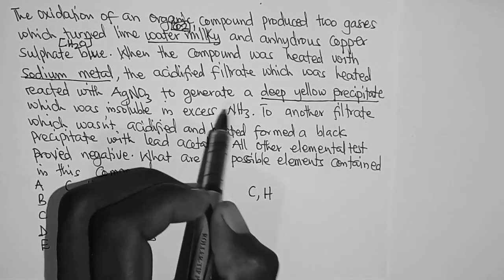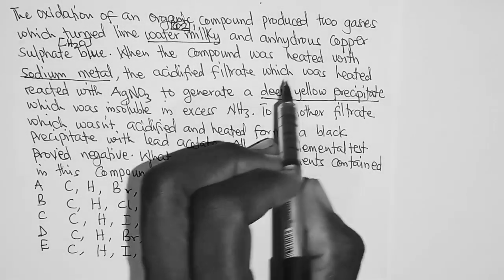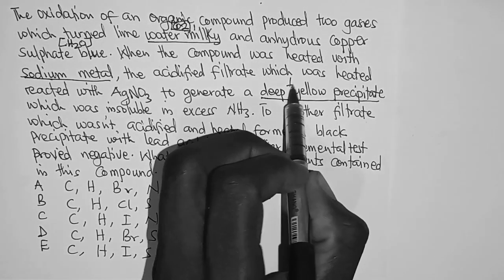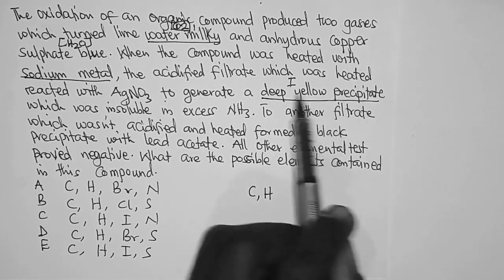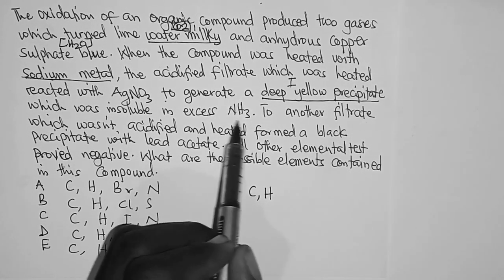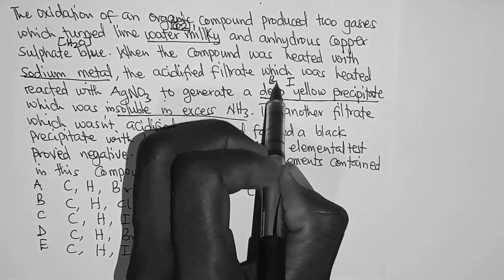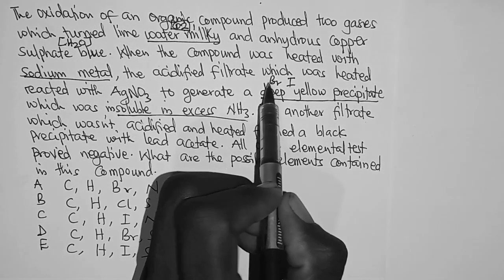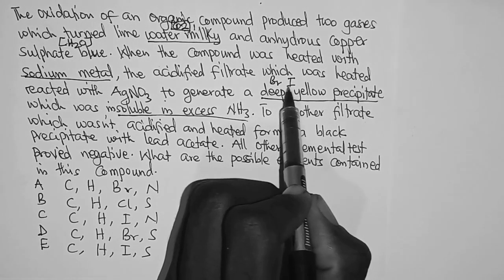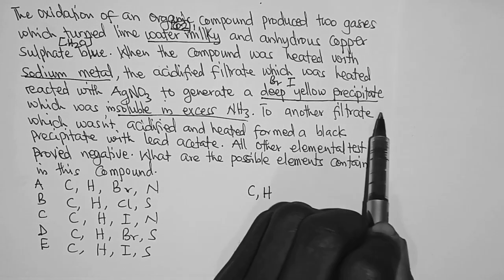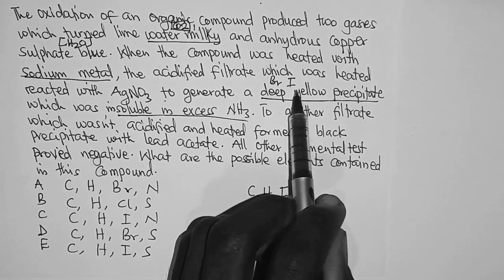Now, a deep yellow precipitate is a qualitative analysis for iodine. Anytime you find a yellow precipitate in a qualitative analysis which is insoluble in excess ammonia, then it talks about either bromine or iodine. However, bromine forms a yellow precipitate, but iodine forms a deep yellow precipitate. So the deep yellow is talking about the iodine.